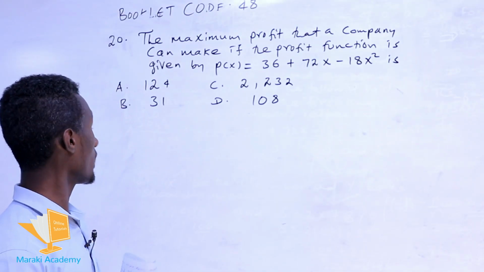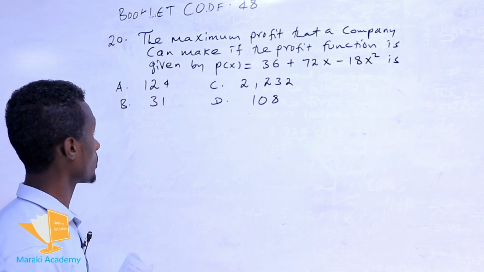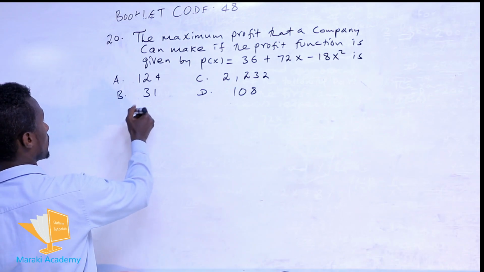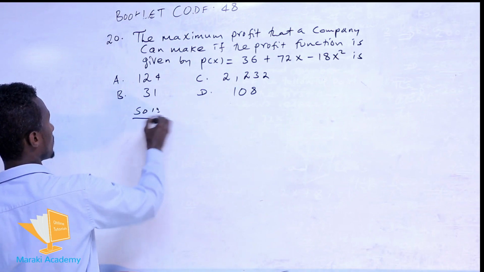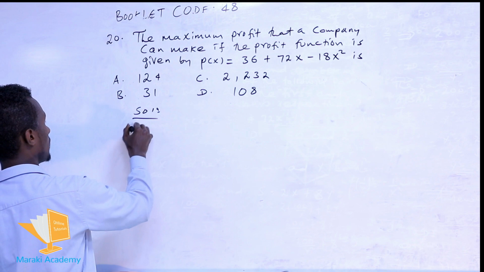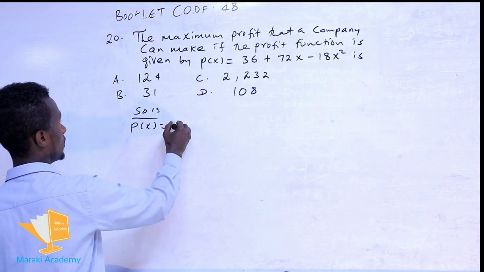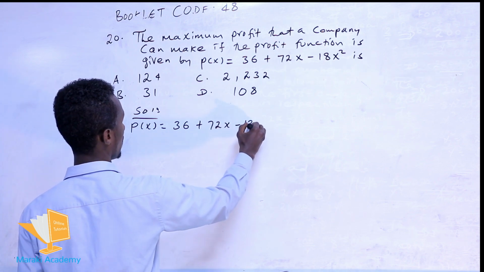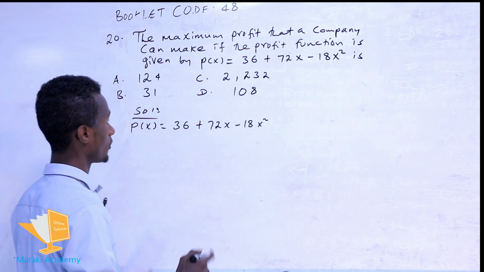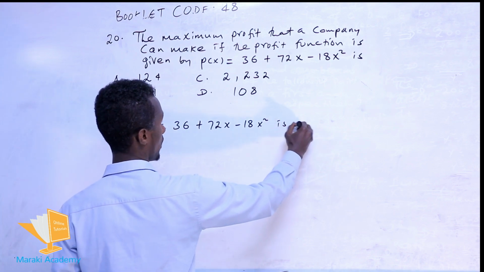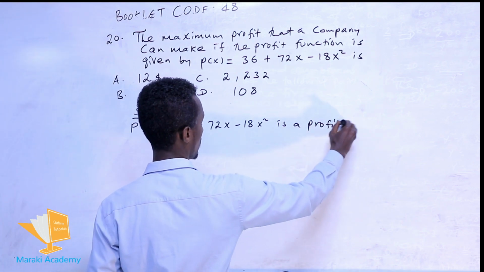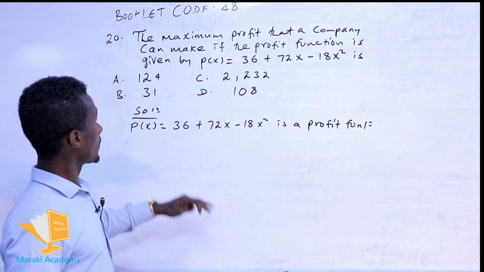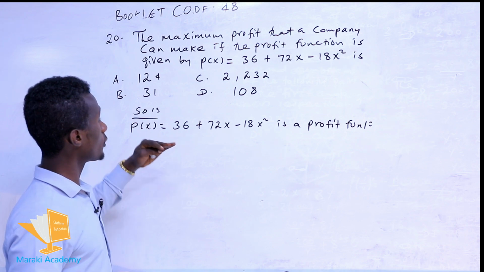Okay, this twentieth question is also about application of derivative. So we have the profit function, the company profit function 36 plus 72x minus 18x square. This is our profit function. So how much is the maximum profit?